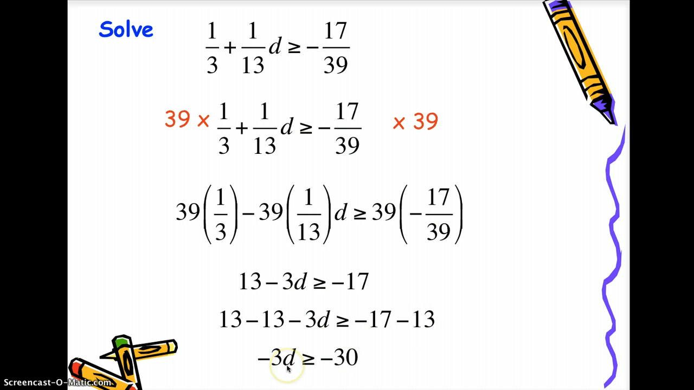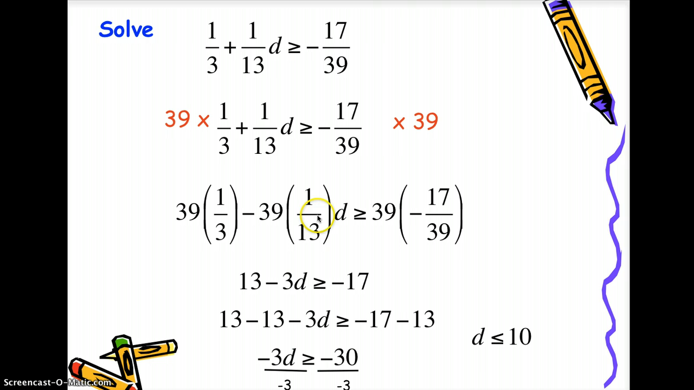Now we're going to divide both sides by a negative value, which is negative 3 on both sides, because the last step is to divide by a negative number. That means that we're going to reverse the symbol from greater than or equal to, to less than or equal to. So as you can see here, the symbol has changed, and so d is less than or equal to 10. Negative 30 divided by negative 3 gives you 10.